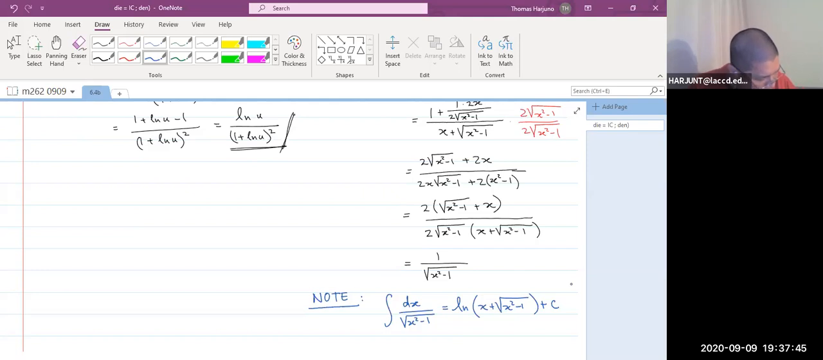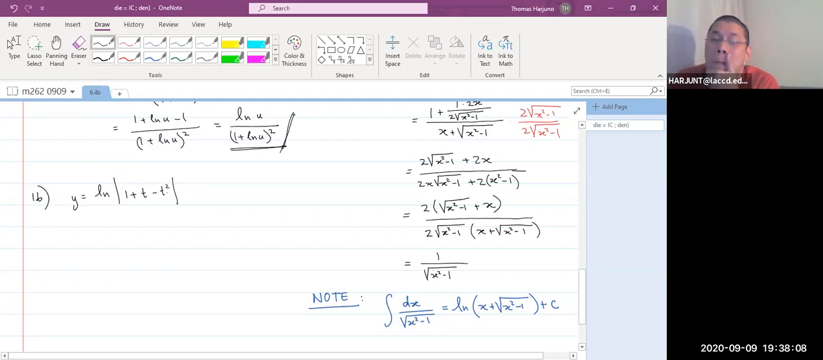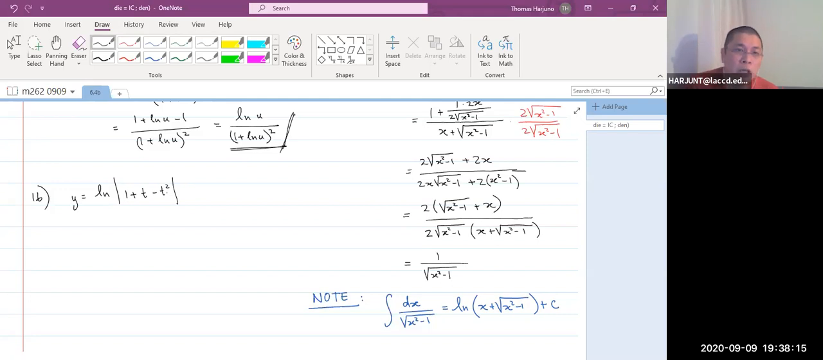That's for number 12. How about number 16? Y equals natural log of 1 plus t minus t squared. Ooh, this is hard. Y equals natural log of 1 plus t minus t squared. Any idea?